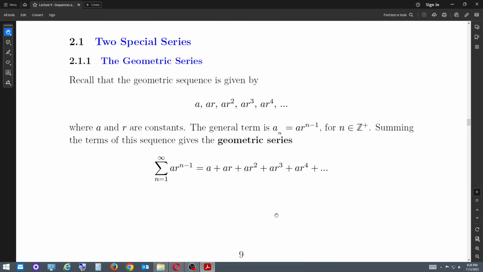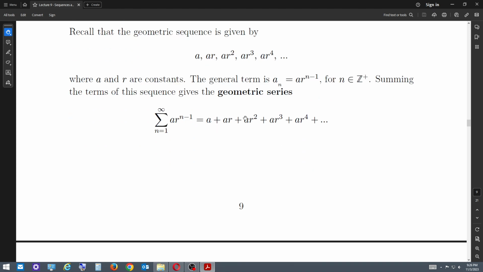All right, now two important series that will help us when we get to the tests later on. First of all is the geometric series, which everyone should know. We start with a term A and then we multiply it by some common ratio R every time as we go. Now the geometric series, which is just the sum of all the terms of the sequence, is given here.